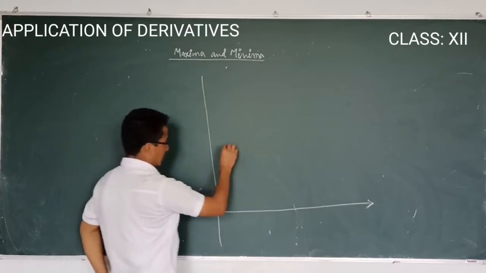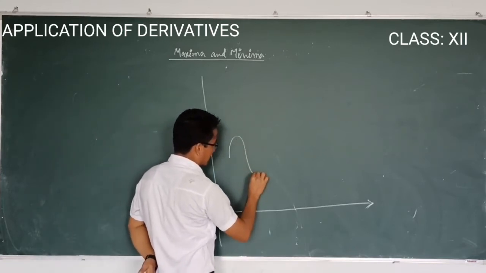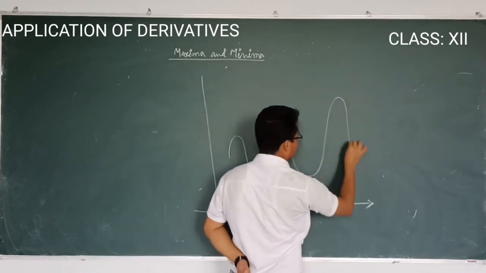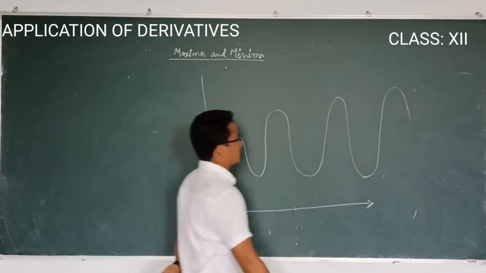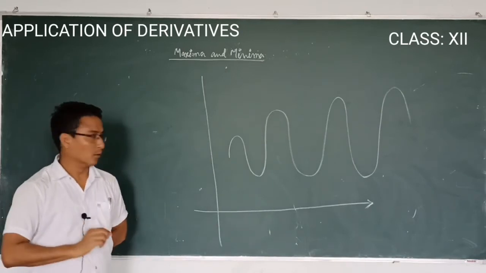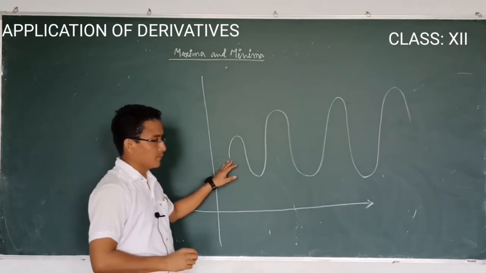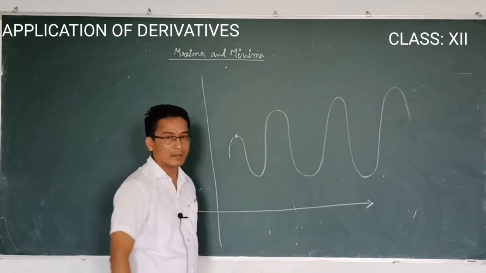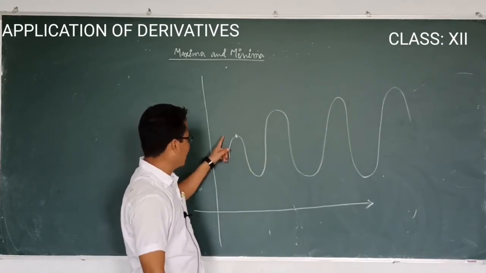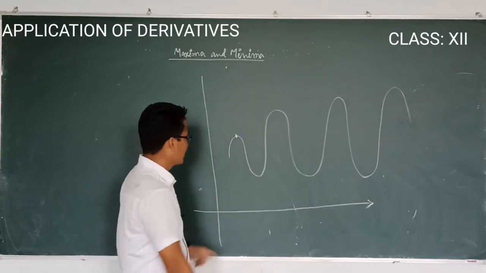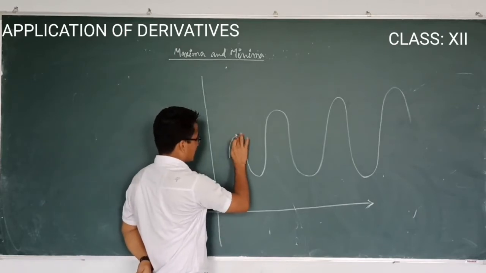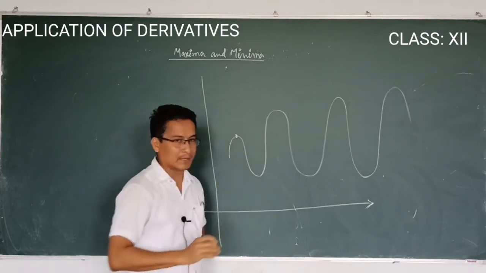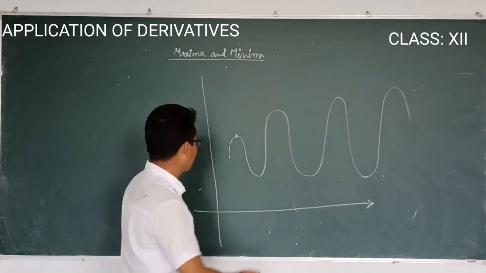I will show the graph of what local maxima and local minima mean. If I draw a curve like this, in this way it's going on, this is the curve. Clear? Now if this is a curve, then this point is called a local maximum point.